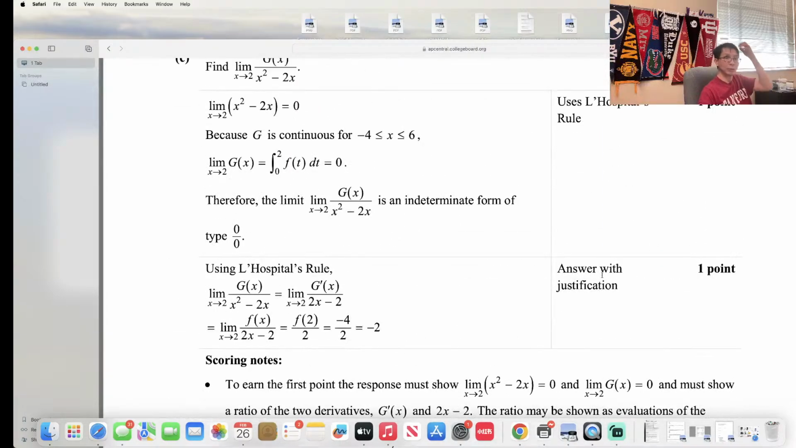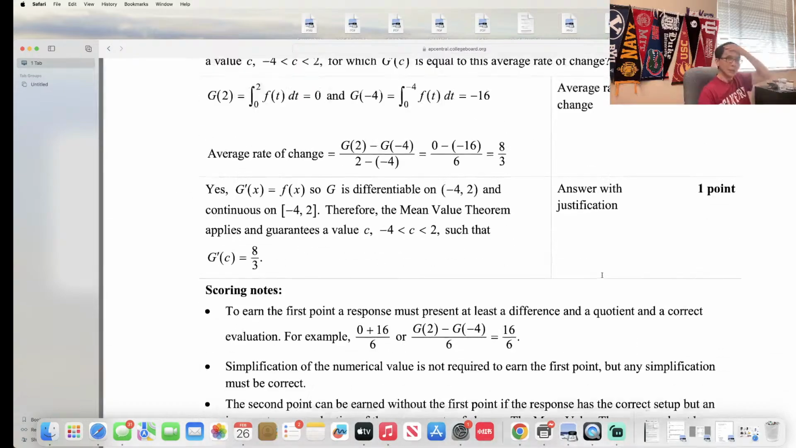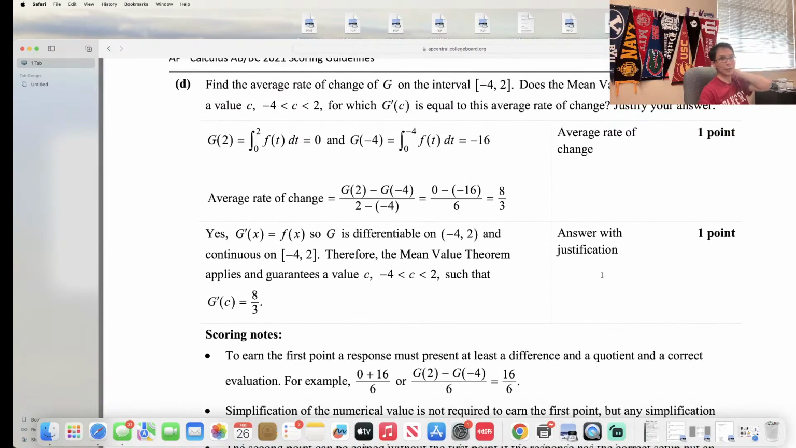All right, so this way eventually you go to -2. Now this part is gonna be 8/3. If you do your area under the curve correctly, you should get 8/3, and you should get that the mean value theorem does apply.